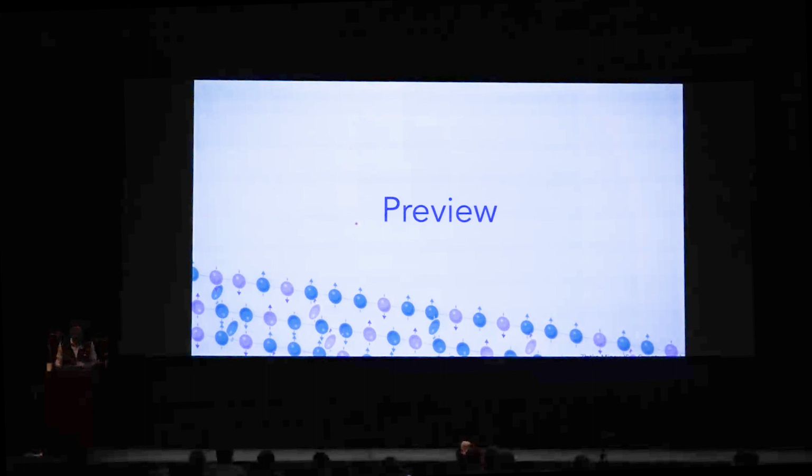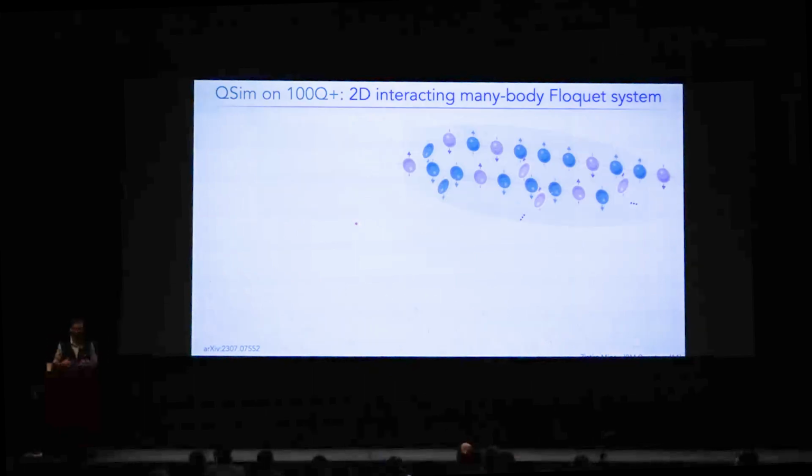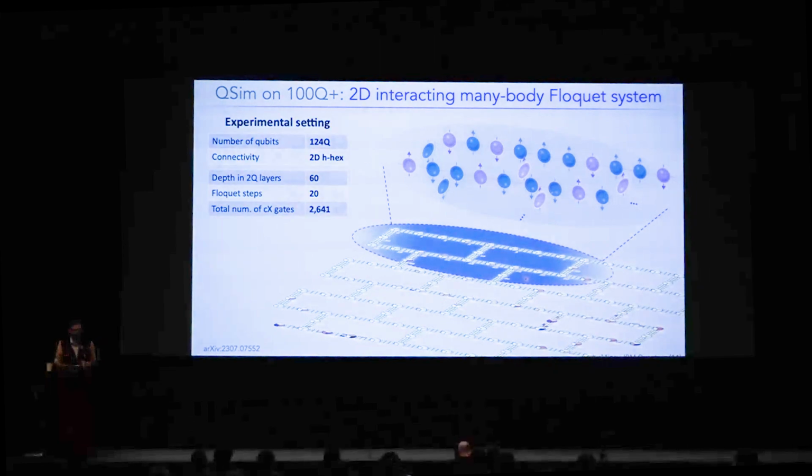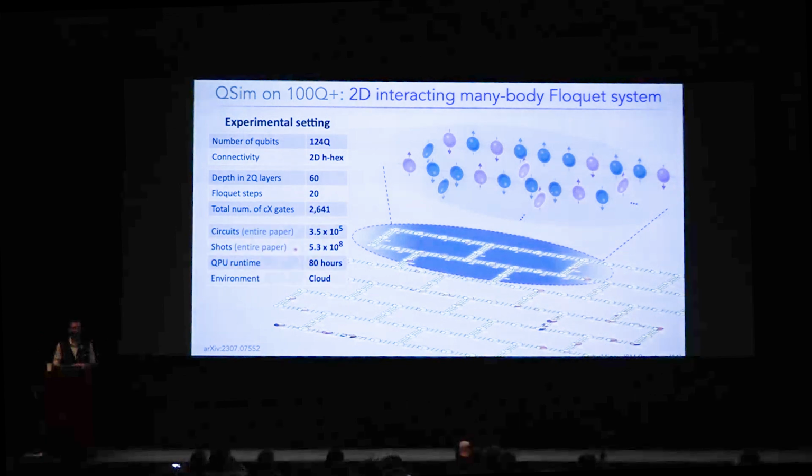Before getting into all the details, let me start with a bit of a preview. Imagine some spin system of many interacting spins. We'd like to map it to a physical quantum processor. This is a superconducting quantum processor with its noise mapped out from PEC. And this experiment I'll show you is going up to 124 qubits in this 2D heavy hex topology. We go up to about 60 layers of consecutive parallel CNOTs. That's about 20 Floquet steps, I'll introduce that in a moment, or about 2,600 total CNOTs.